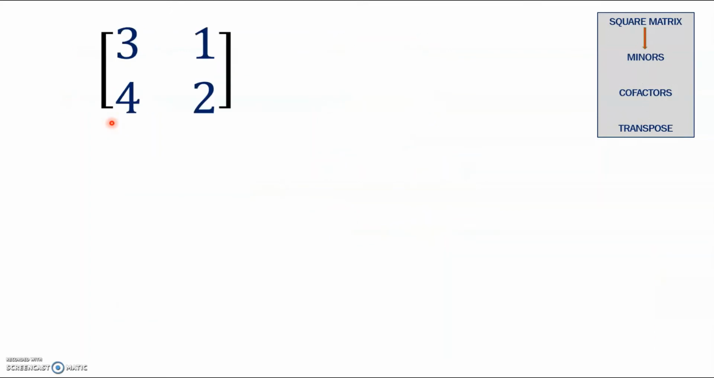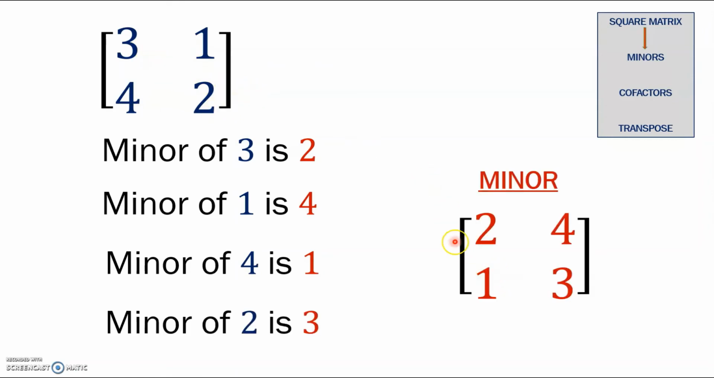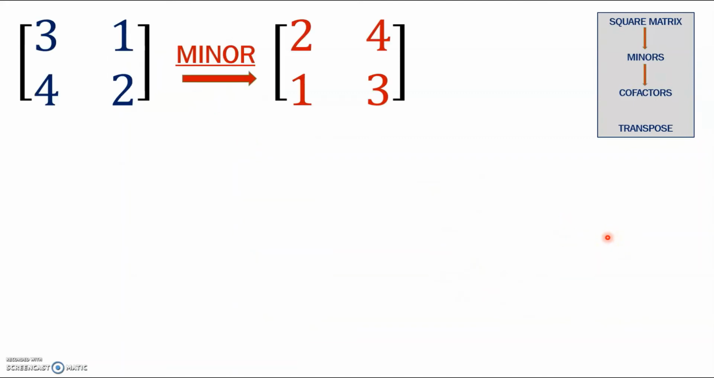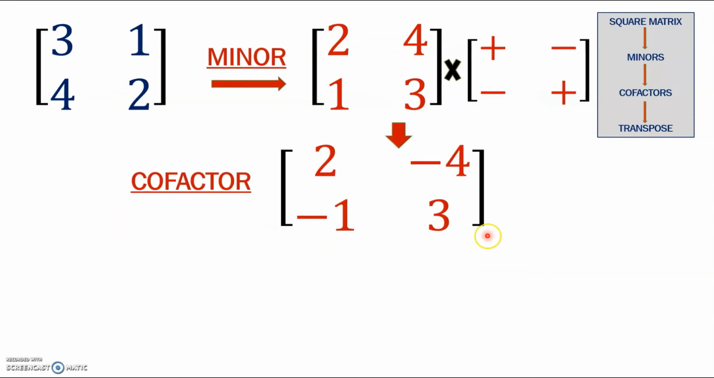All right. Let's look at a real example. So we have 3, 1, 4, 2 as the matrix. Let's find the minors. Minor of 3 will be 2. Minor of 1 will be 4. Minor of 4 will be 1. And minor of 2 will be 3. So let's put them down as our matrix. This is the minor matrix. From the minor matrix, we're going to multiply it with the plus, minus, minus, plus sign table. So 2 times plus will be plus 2. 4 times minus will be minus 4. 1 times minus will be minus 1. 3 times plus will be plus 3. So we have the cofactor.